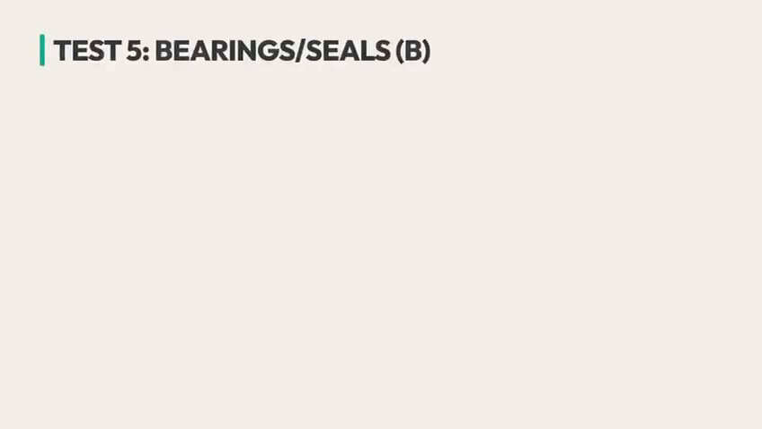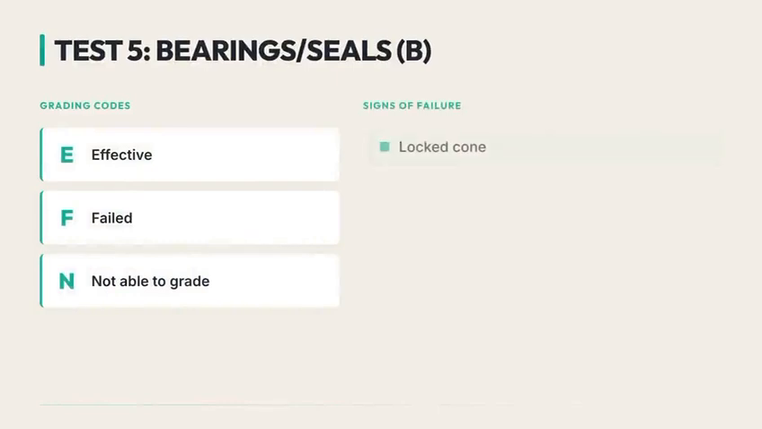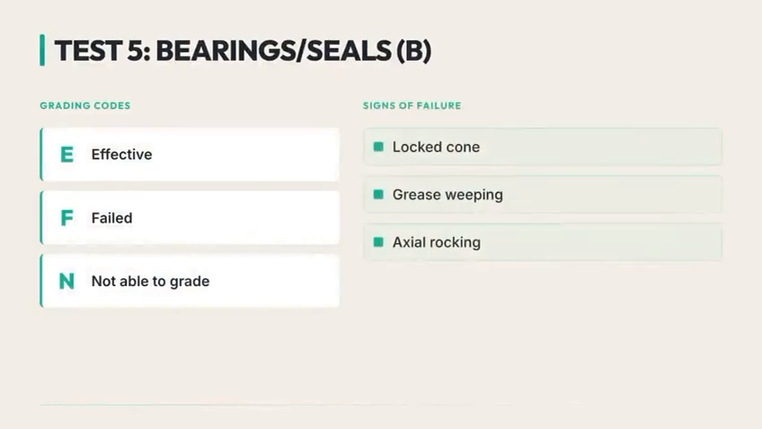Grading seals requires careful inspection. E means the seals are effective and the cone rotates smoothly. F means the seals have failed. Look for warning signs like grease weeping from the seal area, or a cone that is locked or catching when rotated. If you cannot determine the condition, use the code N. Mastering Test 5 ensures we pull the bit before a catastrophic failure occurs.